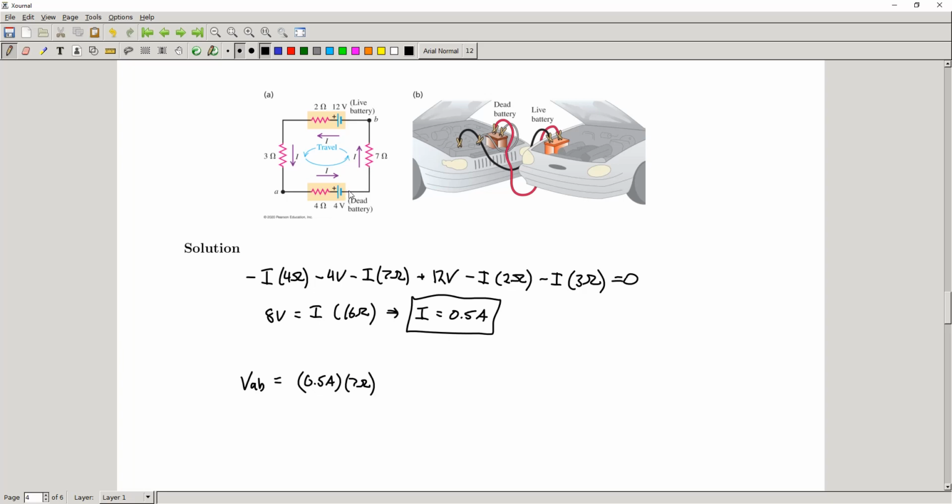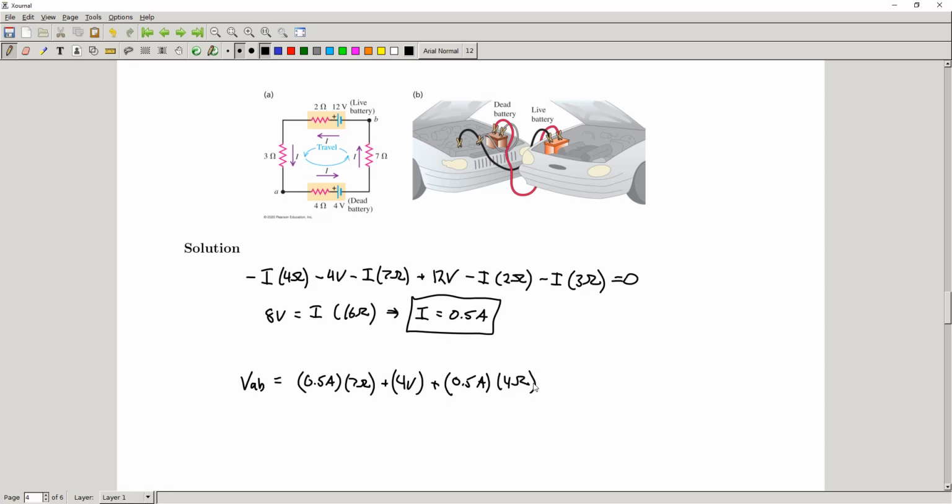We're then going across our dead battery here. We're going from the negative to the positive terminal, so we pick up a positive sign here. We're going to have plus 4 volts. And then again, we're going opposite the direction of our current flow across another resistor, so this will be positive, and we're going to pick up 0.5 amps times our 4 ohm resistor.